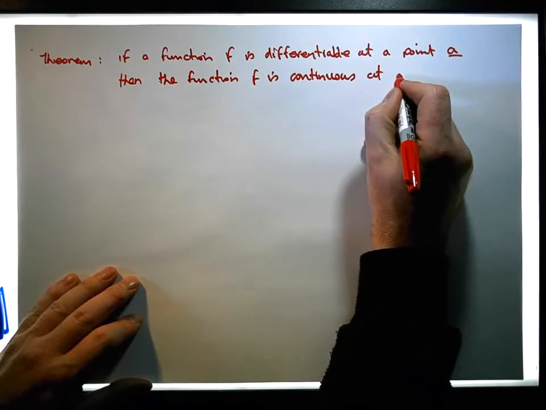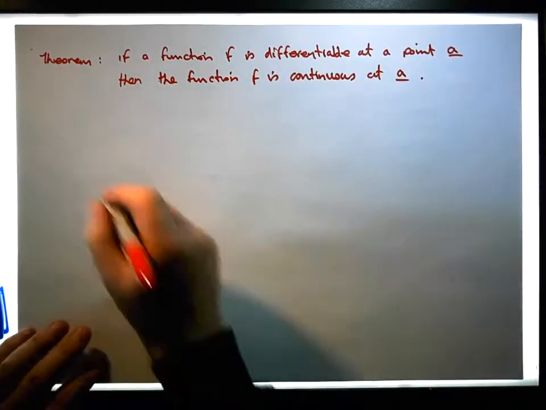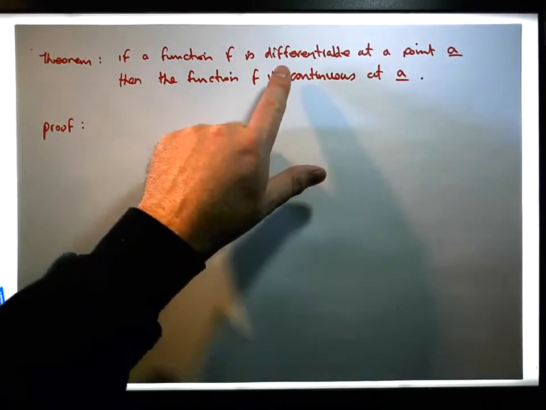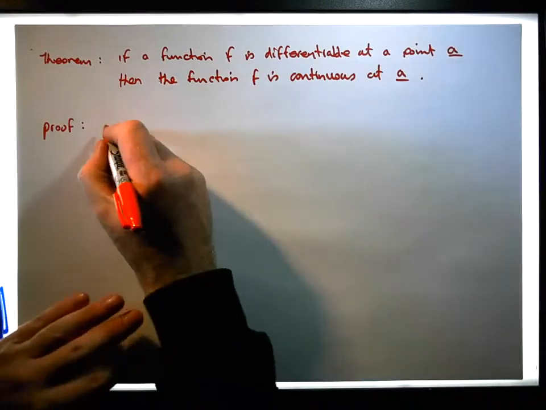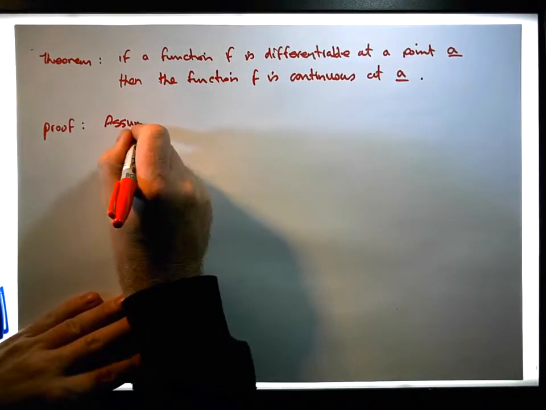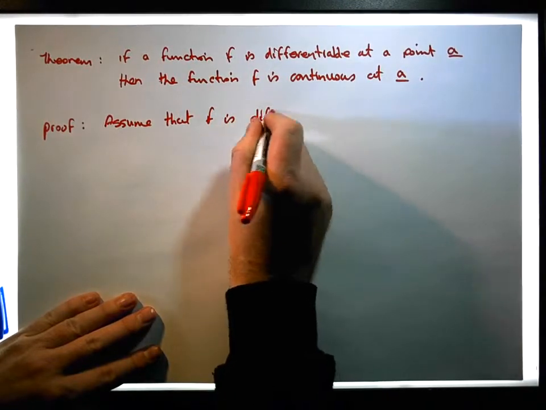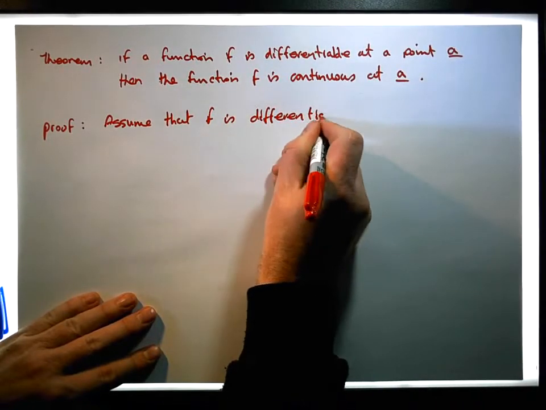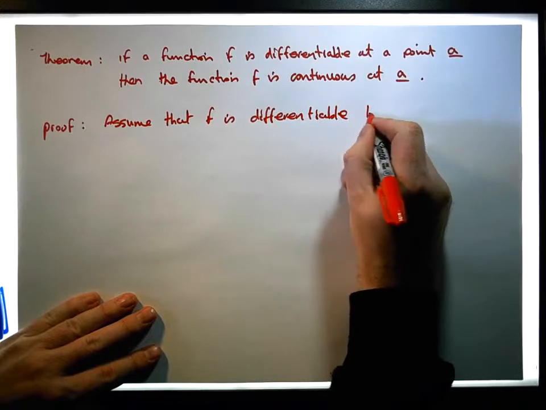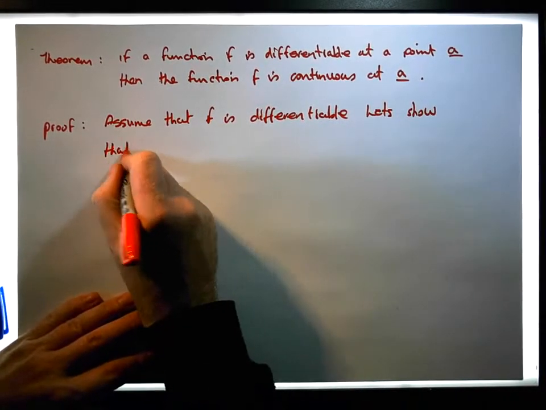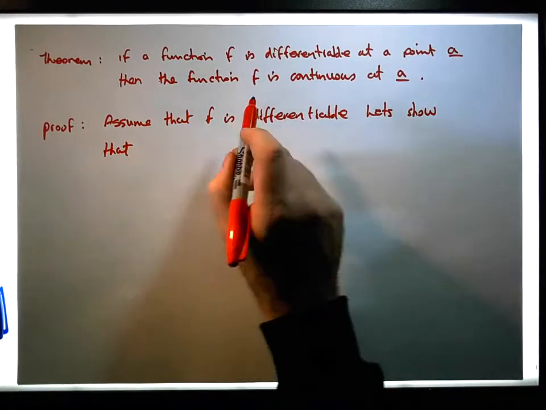The point A is continuous at A. Okay, so let's do the proof. Let's assume that the function f is differentiable, and then let's show that it's continuous.